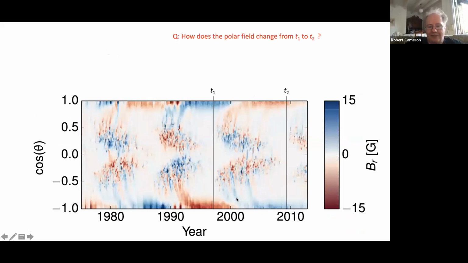That's a slightly difficult question. So I'm going to ask myself an easier question, which is, how does the polar field change from the cycle minimum, so T1, to the next cycle minimum, T2? And I like this question because it becomes, how does the net radial flux in a hemisphere change from time 1 to time 2? And of course, if I talk about the net radial flux, then I'm back to Stokes' theorem.